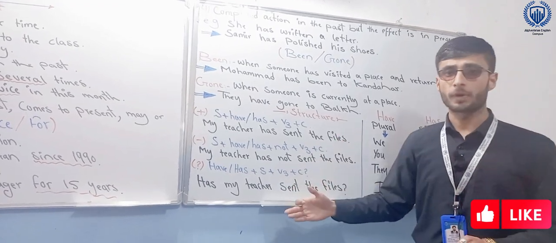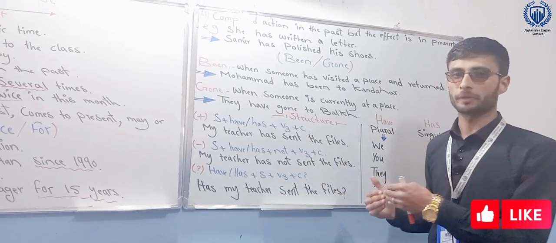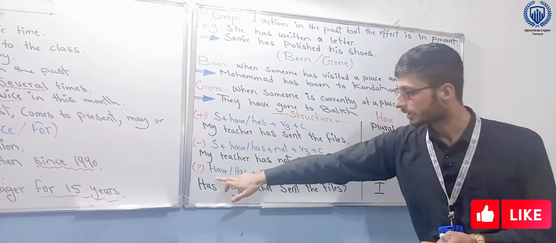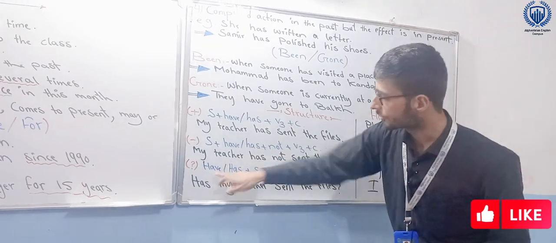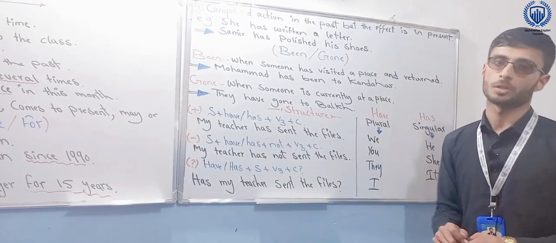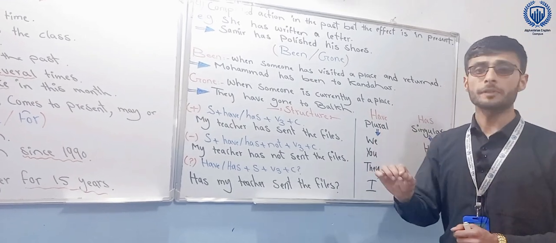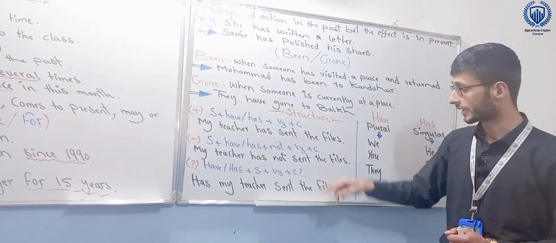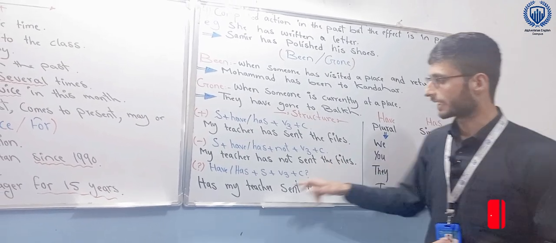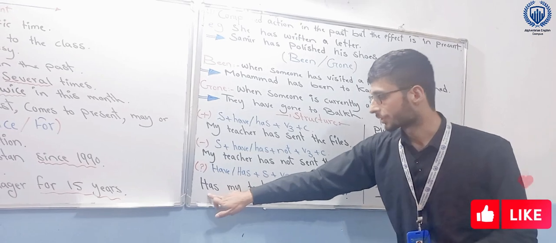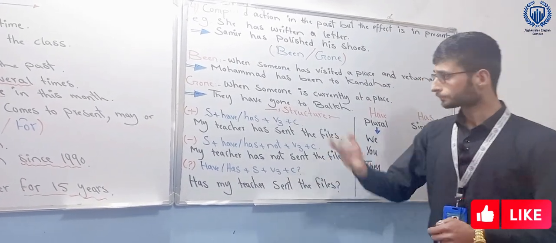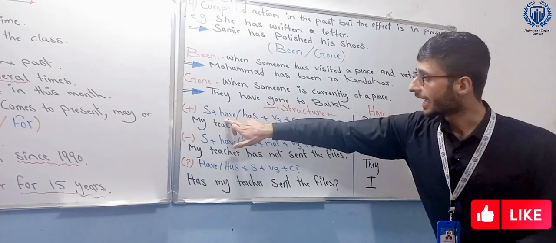For the question form, just bring the auxiliary verb of our sentence to the beginning of the sentence. What is the auxiliary verb in here? Have and has. Let's change it. Have and has plus subject plus third form of the verb plus complement. Just be careful about the punctuation of your sentences. When it is a question, we should put a question mark at the end of our sentence. Let's change it to a question. Has my teacher sent the files? It is the question form. And here we use have and has.